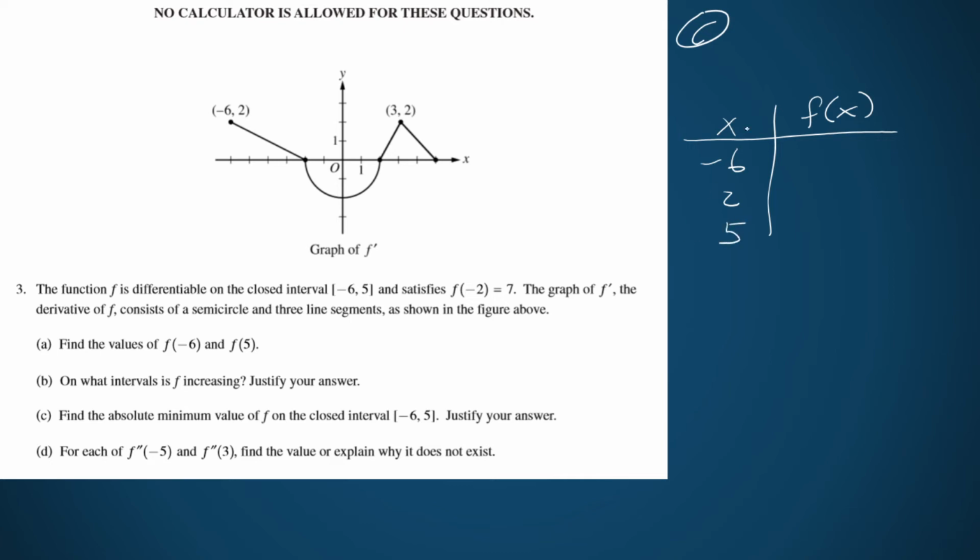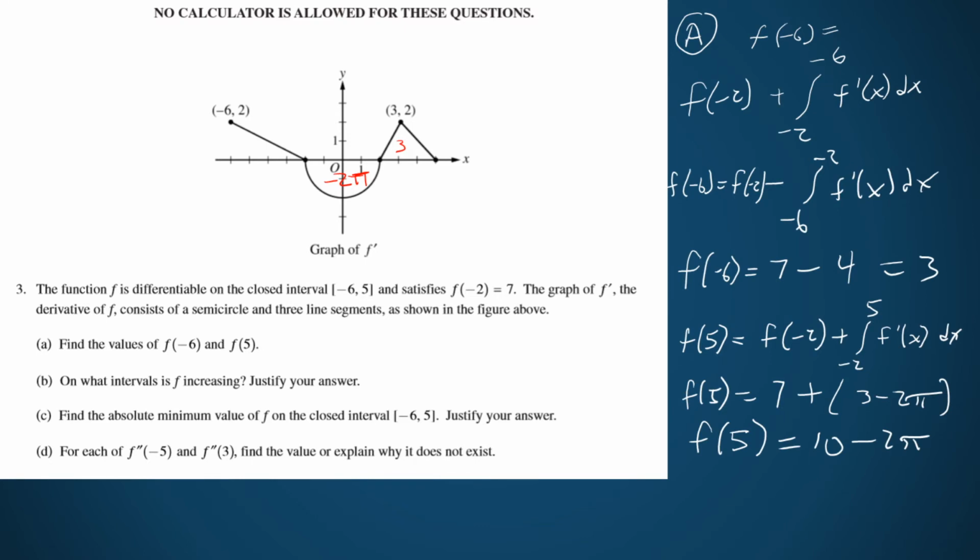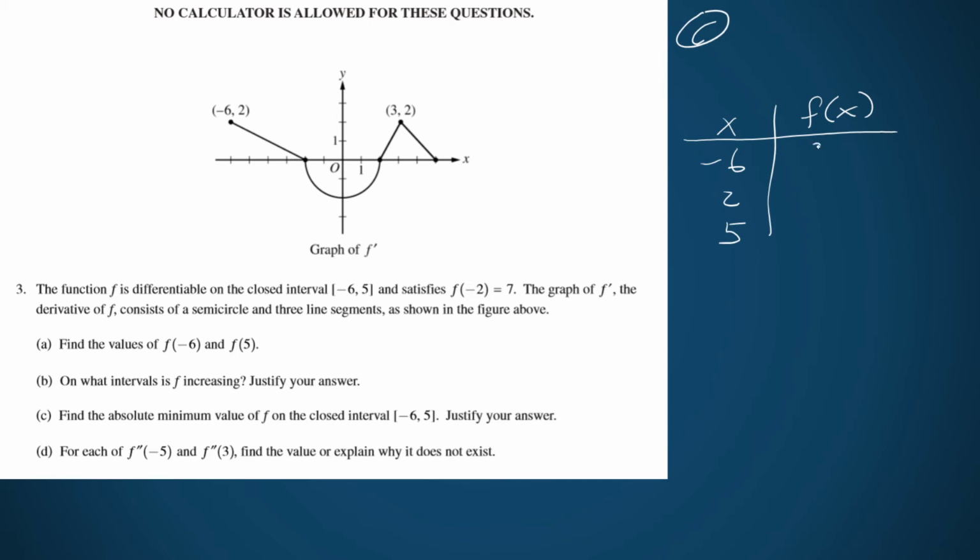Okay, I believe we already have our y values there. So f of negative 6 is 3, and f of 5 we said was 10 minus 2 pi earlier. Which means we just need f of 2. How can I find f of 2? That's f of negative 2 plus integration from negative 2 to 2 of f prime x dx.